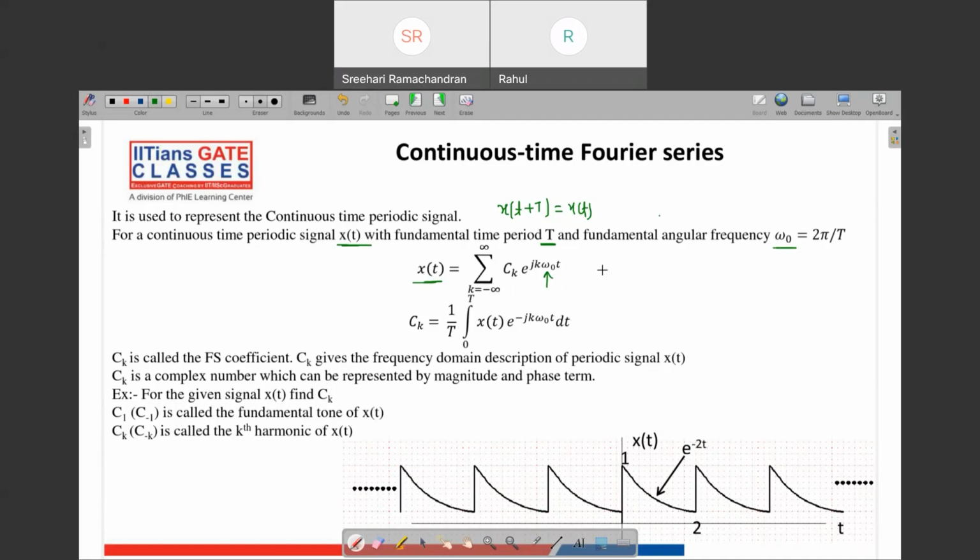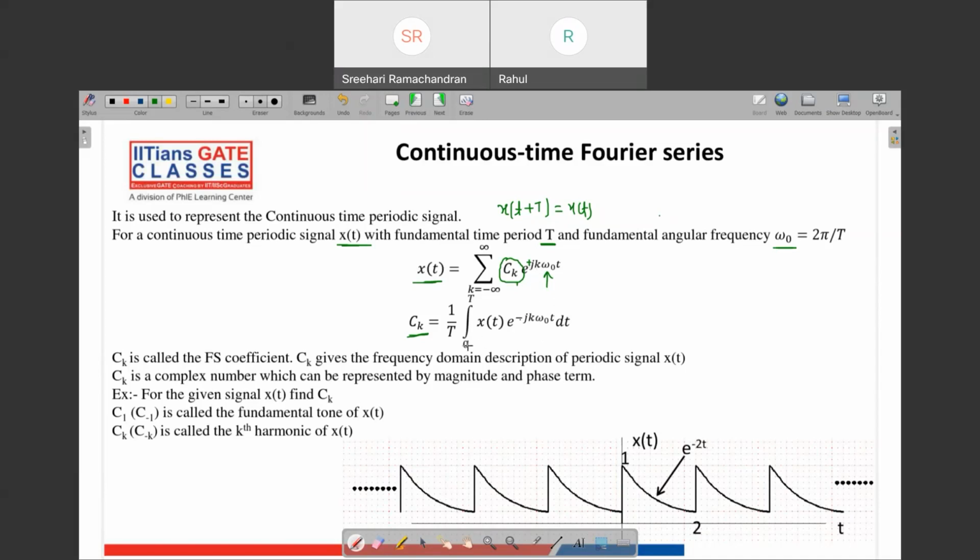Now this c_k is what we call the Fourier series coefficient, and you can calculate it by this formula. So c_k is equal to 1 by capital T, where capital T is the time period, integrated from 0 to capital T of x(t) e to the power minus j k omega naught t. Here in the expansion we have a positive sign in e to the power j k omega naught t, and here we have the negative sign. So this sign you have to remember.